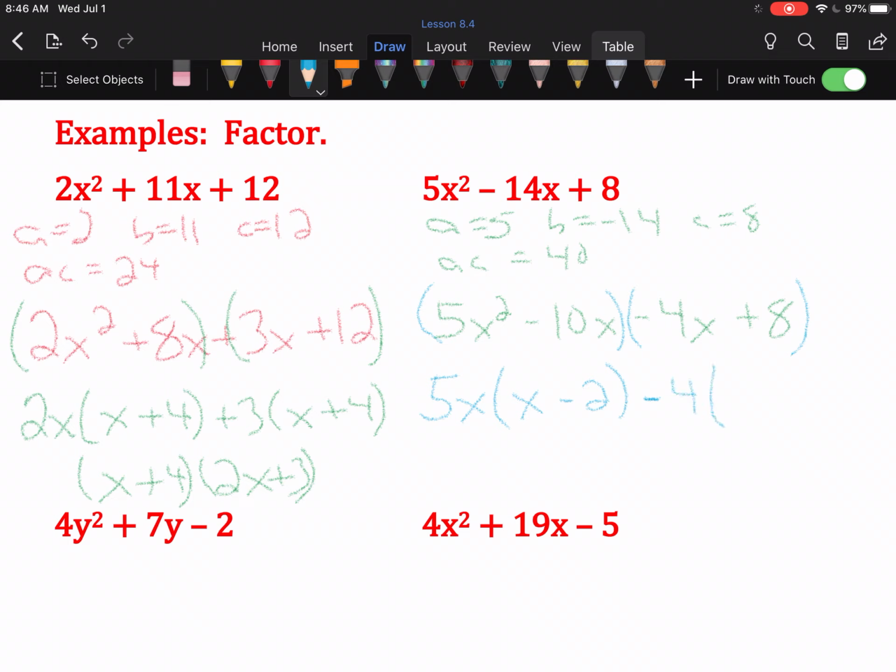If I take negative 4 away from negative 4x, then x is left. If I take negative 4 away from 8, and remember, take away means divide, 8 divided by negative 4 is negative 2. By taking the 4 out as a negative, I made sure I got x minus 2, so I have the common binomial term. So there's x minus 2 and 5x minus 4.